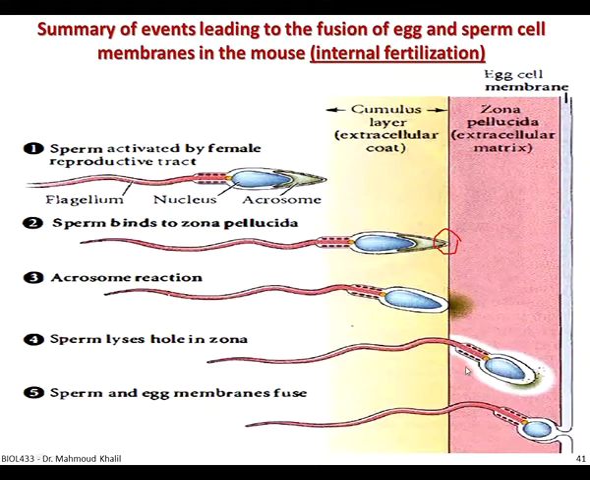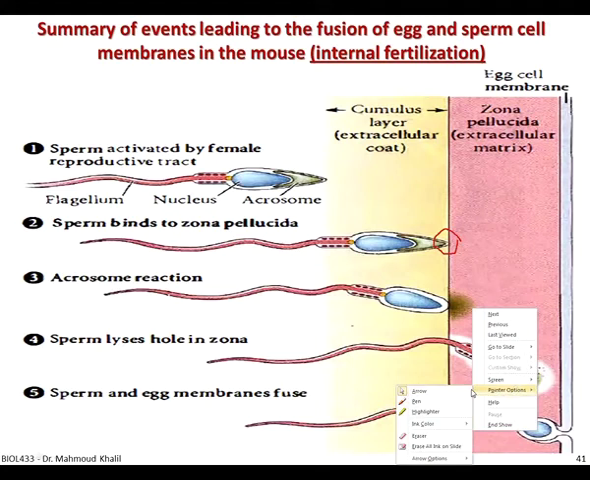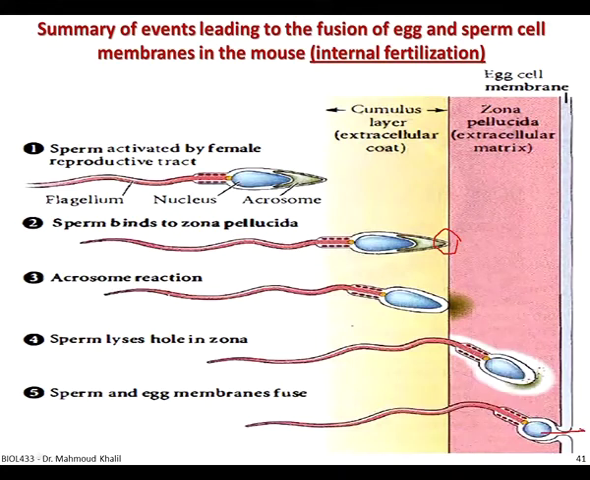Now the sperm succeeds in lysing a hole in this zona pellucida and migrates all the way until reaching the egg cell membrane. And once it reaches and contacts the egg cell membrane, there is a fusion between the egg and sperm membranes in order to internalize the haploid nucleus to the inside.